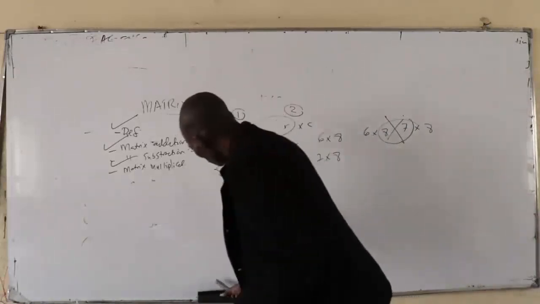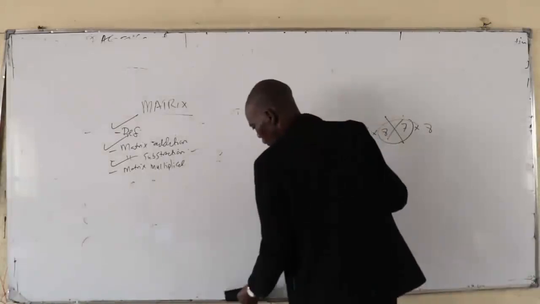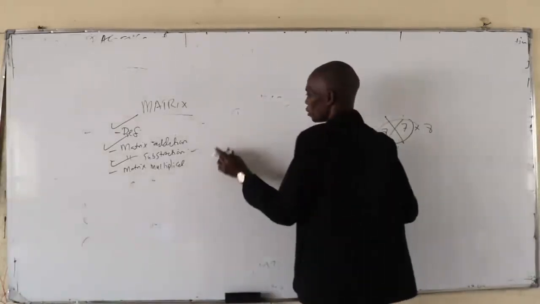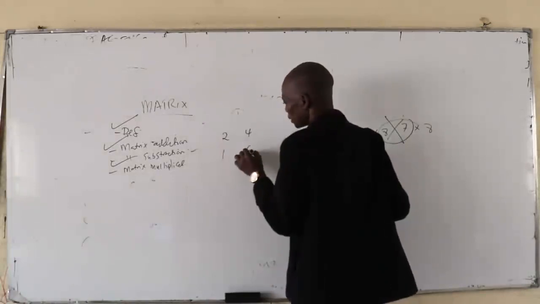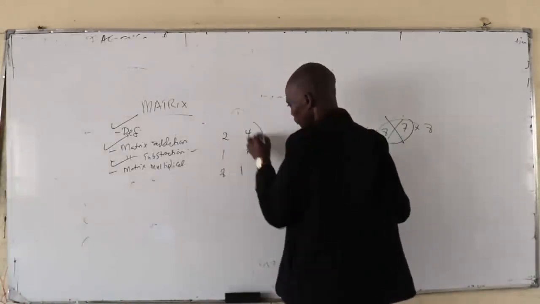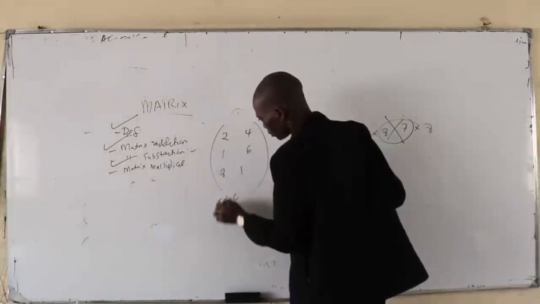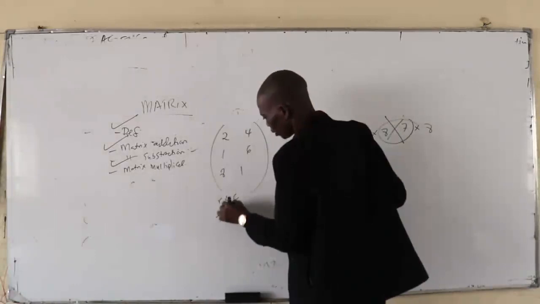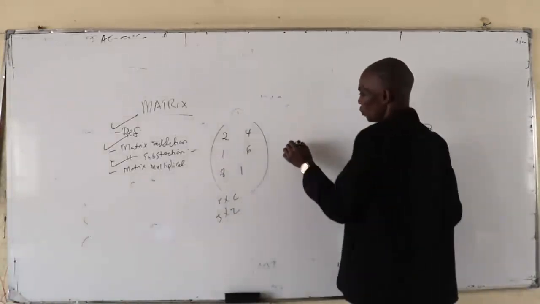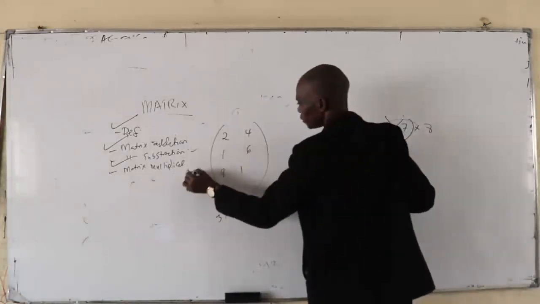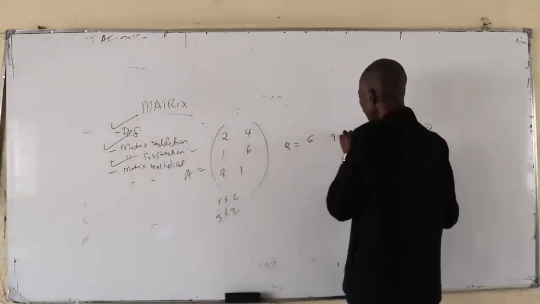Now in the multiplication, we want to see what happens if we have a 2 by 2 matrix. There's no problem. We want to see 3, 2, 4, 1, 6, 8, 1. This is a row and column. By rule, this becomes 1, 2, 3 rows, and 1, 2 columns. And so we have, let's say this is A, and B is 6, 9, 10.